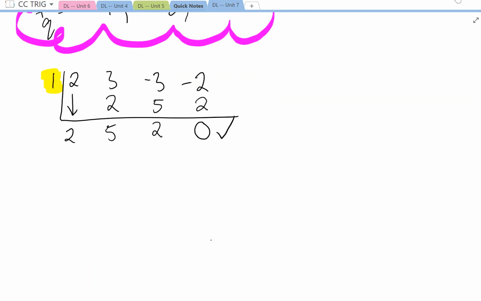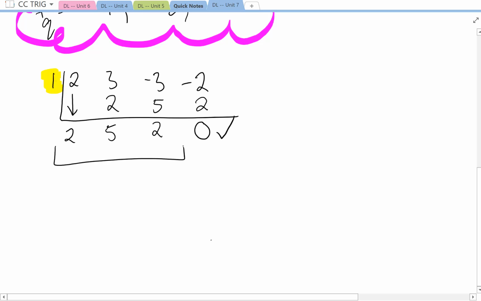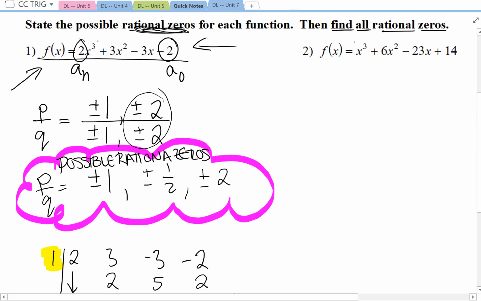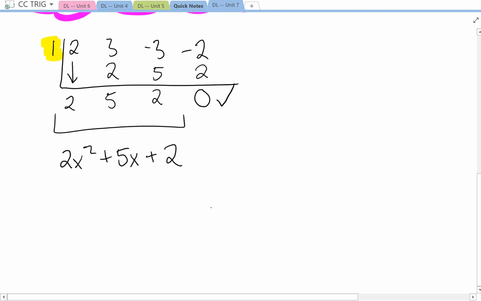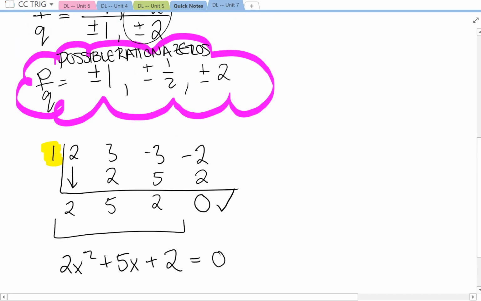But what are my other ones? Well, this has left us with a quotient, an answer, which is also a polynomial. And the degree of this polynomial is 1 less than the one we started with. So 1 less than 3 would be 2. 2x squared plus 5 times x plus 2. This is our quadratic that we need to solve. In order to solve it, we're going to try factoring and make it equal to 0.